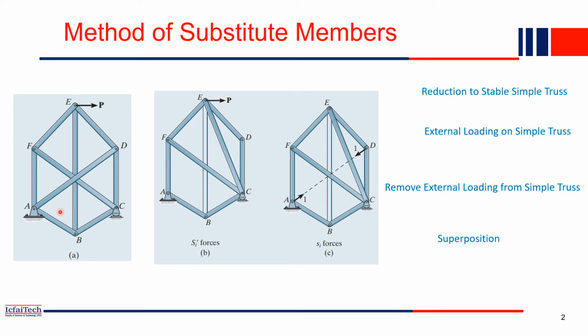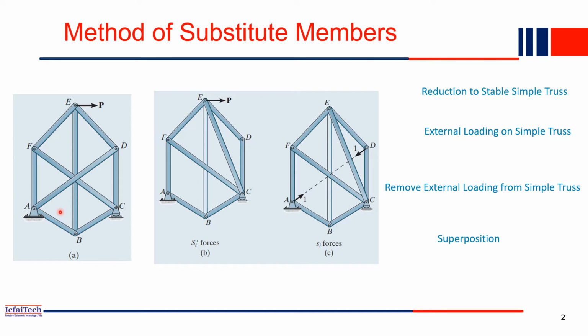You can use either the method of joints or the method of sections to analyze the simple truss. Then we discussed the compound truss, where we can use both methods, the method of sections as well as the method of joints. Initially we used the method of sections to separate out all the simple trusses, and then we applied the method of joints to analyze the entire structure.